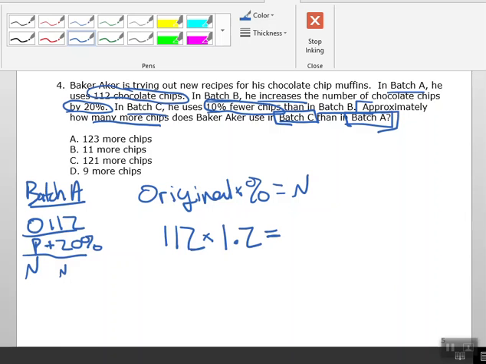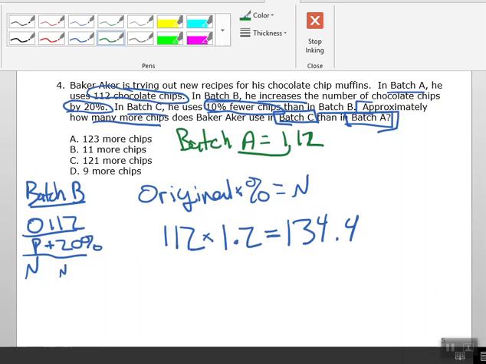My new total is 134.4, right? We don't have one for 34.4. So, and in fact, you know what? I did a really big boo-boo here. This is actually batch B that I'm finding, okay? Because batch A we know up here, and I'll make batch A a different color. Batch A has 112 chips. All right, and I'm using that number as my original here.